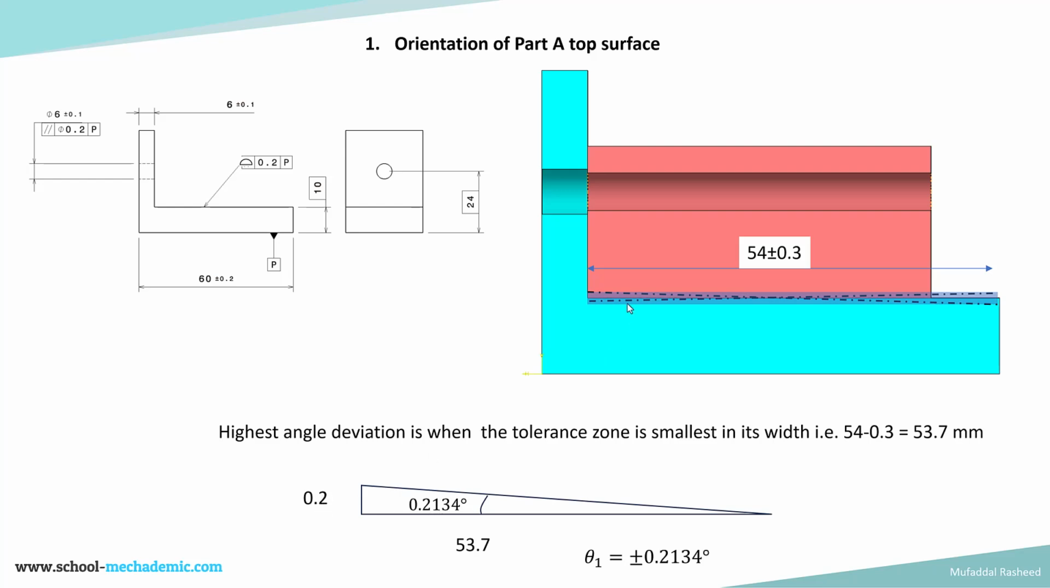From that, we can take the right angle triangle from this and calculate the angle. So 0.2 is the width, or is the side of the right angle triangle, and the other side of the right angle triangle is 53.7, and the hypotenuse is this one. So using the adjacent and opposite, we can calculate the angle, which is 0.2134. So theta 1 is plus or minus 0.2134. This is the angular deviation of the surface because of this profile control which has been applied.